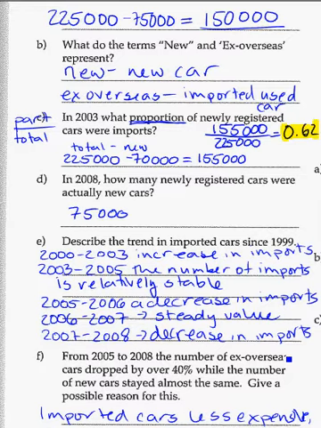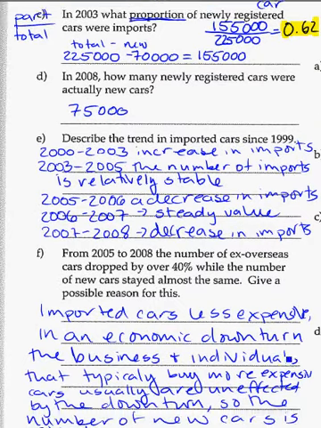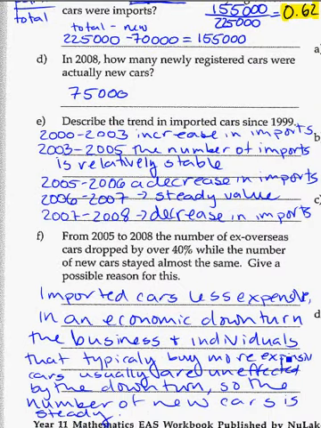But in an economic downturn, the businesses and individuals that typically buy the more expensive cars are usually unaffected by the downturn. So the people who have more wealth are typically less affected by an economic downturn. So the number of new cars, the more expensive ones, will stay relatively steady in an economic downturn compared to the less expensive cars, which will probably decrease because the poorer people are worse affected by an economic downturn.